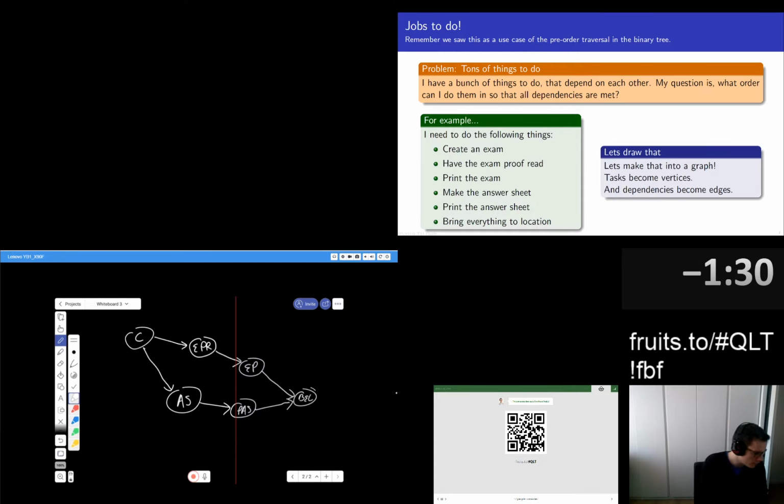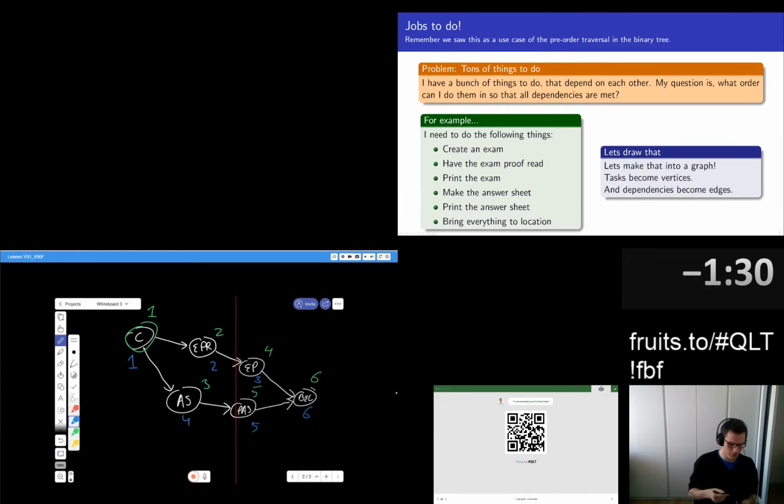And now what we're looking for is an order to complete these tasks in. Well, we will have to start with creating the exam, and now we can choose, right? So for example, we could say 1, 2, 3, 4, 5, 6. But we could also pick 1, 2, 3, 4, 5, 6. Right? So long as we have an order in which all of the dependencies are done before a job itself, it's going to be fine.